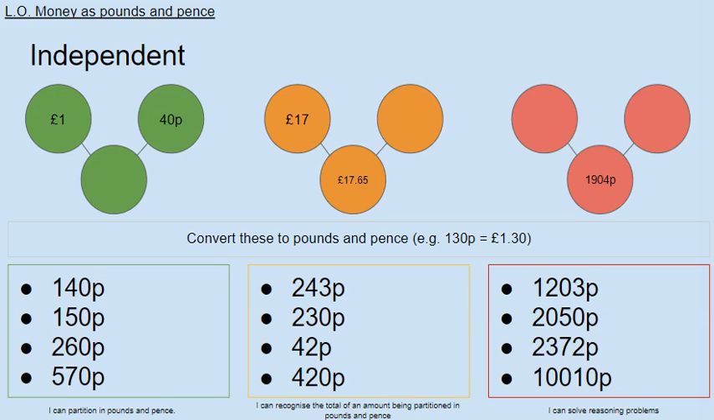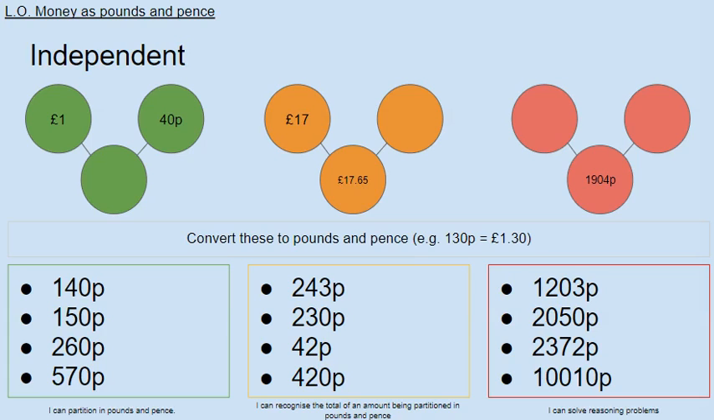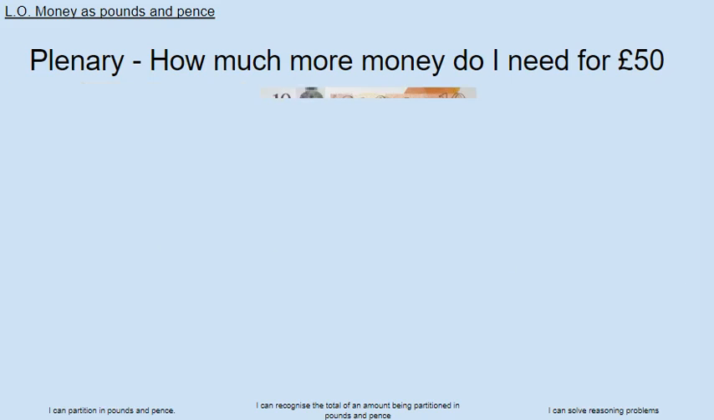So for example, £1 130p is equal to, as we know, £1.30. So it'll look in your books a bit like that. You'd write it out and then you'd write down the pounds and pence. So choose however many you want to do. Either choose a green, orange or red, or choose a green and move on to the orange like we do in class, or choose the orange and move on to the red as we do in class. You can pause the video now and use this, but I'm going to move on to the plenary.